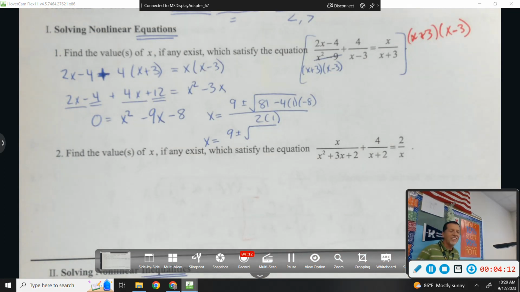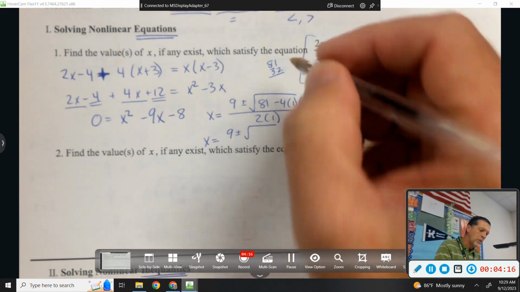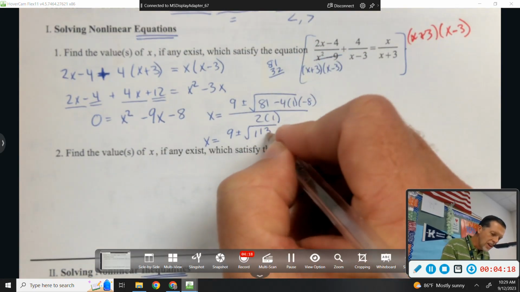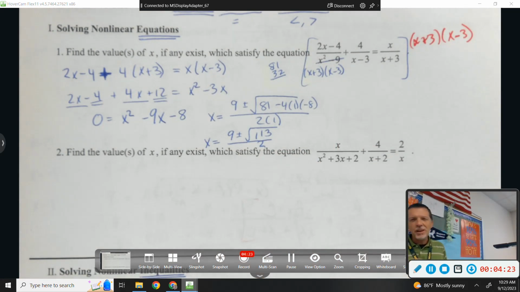81 plus 32. 81 plus 32 would be 113. Which is kind of an ugly number, but that's a good thing. That way I don't have to worry about reducing it, right? 113 is just stuck as is, so I'm good.